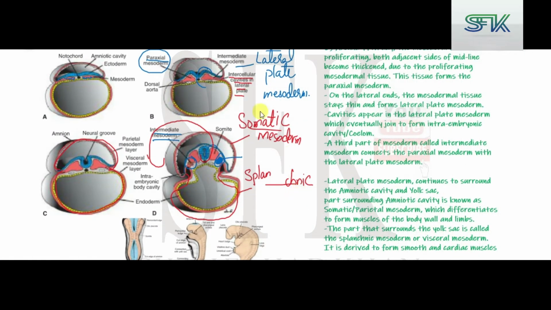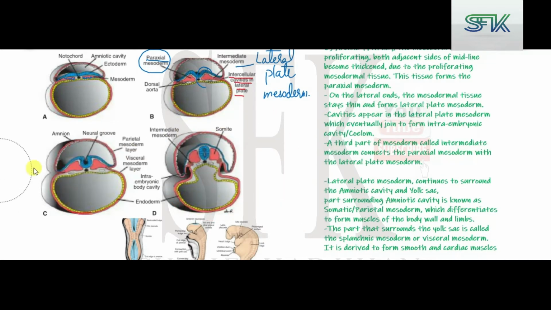Now, what happens to the paraxial mesoderm? How does it form the skeletal muscles of the body? The proliferation of the paraxial mesoderm causes the ectoderm to fold and form the neural groove over here, which eventually forms the neural tube over here. Once the neural groove forms the neural tube, let me erase this part.